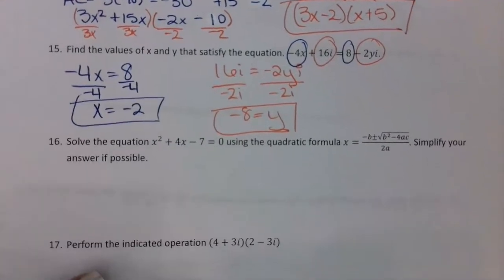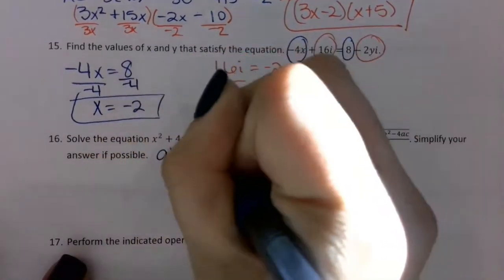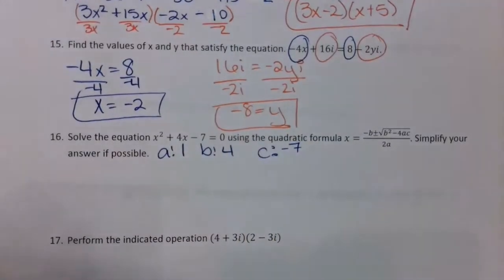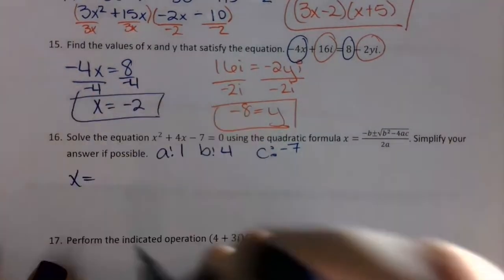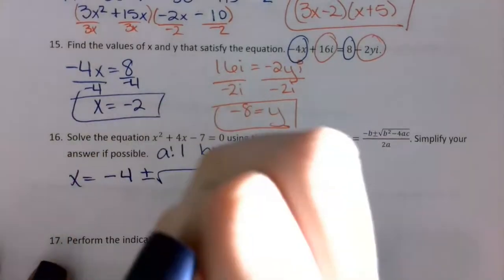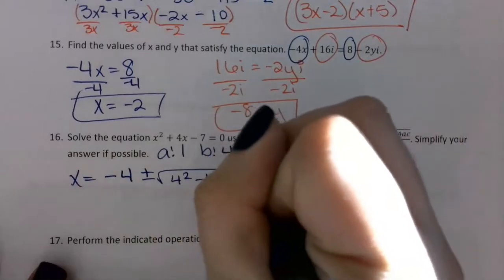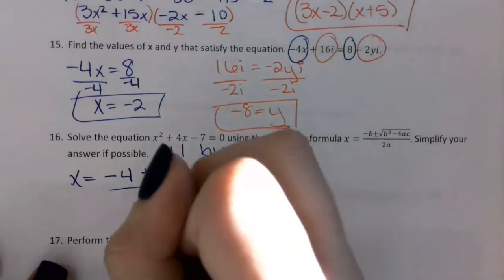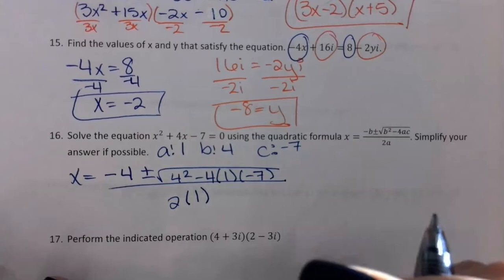Okay, number 16 wants me to use the quadratic formula. My a is 1, my b is 4, my c is negative 7. Then I'm going to plug into this formula. So I have x equals negative, my b value is 4, plus or minus the square root of b squared, minus 4, times my a value, which was 1, my c value, which was negative 7, divided by 2, times my a value of 1. Going to simplify it.